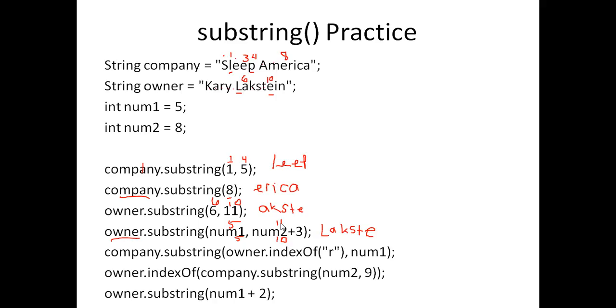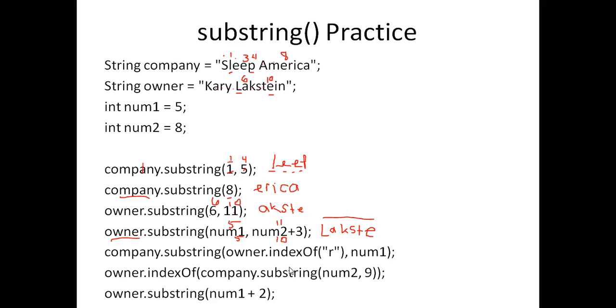Notice here, if you go 11 minus 5, you get 6, and there's 6 characters. This is 11 minus 6 is 5. There's 1, 2, 3, 4, 5 characters. Here it's 5 minus 1 is 4, and you have 4 characters.